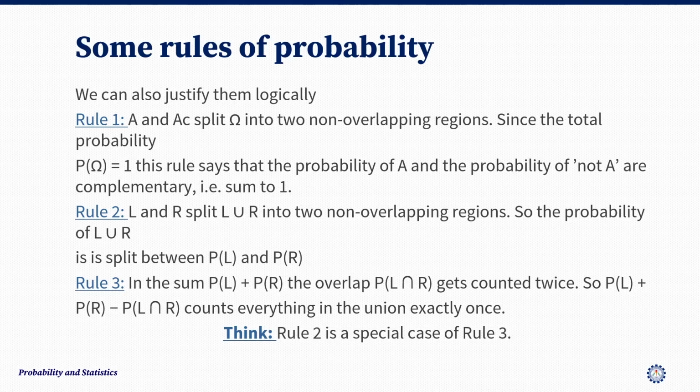Okay, so for rule number 3, in the sum of the probability of L and the probability of R, the overlap, the probability of L intersection R, gets counted twice. So the probability of L plus the probability of R minus the probability of L intersection R counts everything in the union exactly once. So think, rule number 2 is a special case of rule number 3. Why? In rule number 2, we are just splitting our sample space into 2 by getting the probability of L and R. If we sum the probability of L and the probability of R, we get 1. In rule number 3, we represent it in an overlapping situation, so we should conduct an inclusion-exclusion principle. But the principle of rule number 2 and rule number 3 are the same.